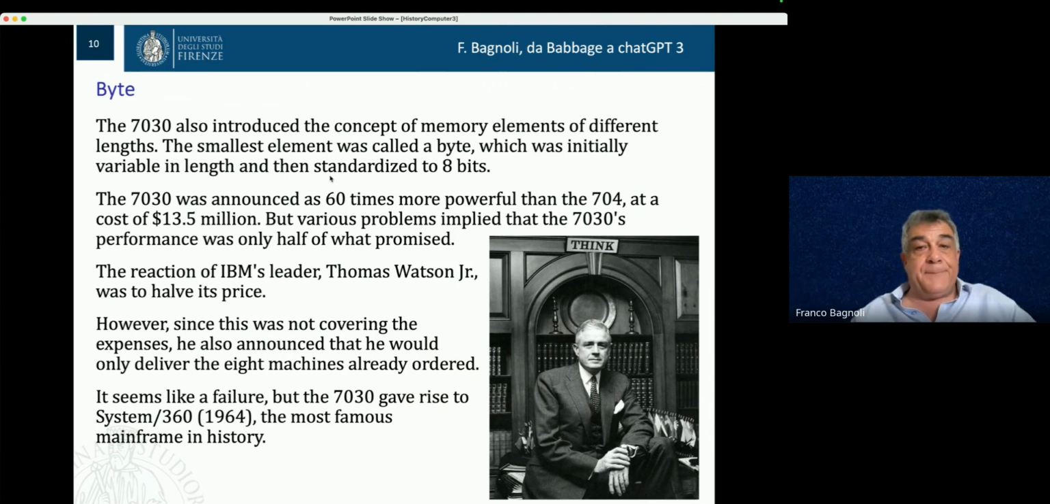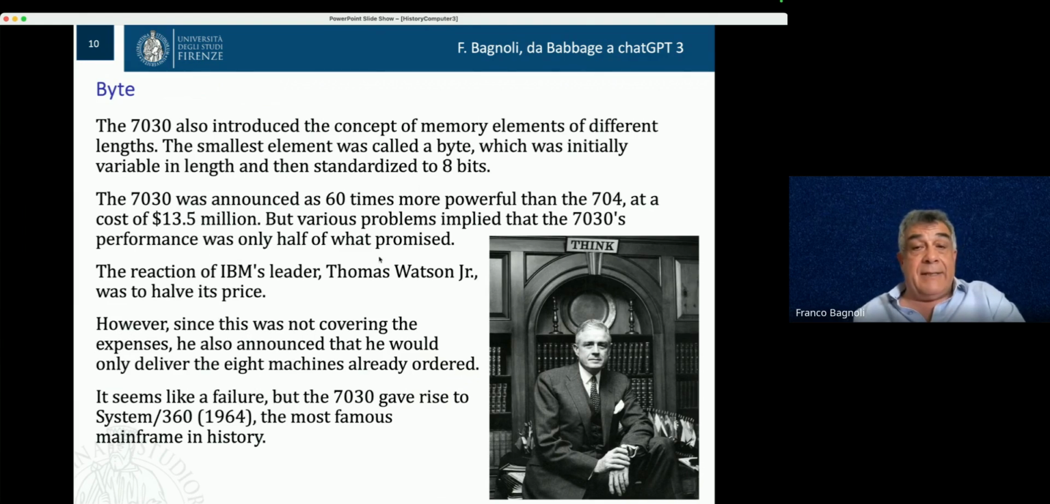So in the end, the idea is to have more flexibility in addressing the memory, so they started to consider the idea of addressing different amounts of memory: bytes, words, double words, and so on. And also the size of a byte was not really clear. There have been computers with a byte made of 9 bits or 8 bits or even 7 bits, and so on.